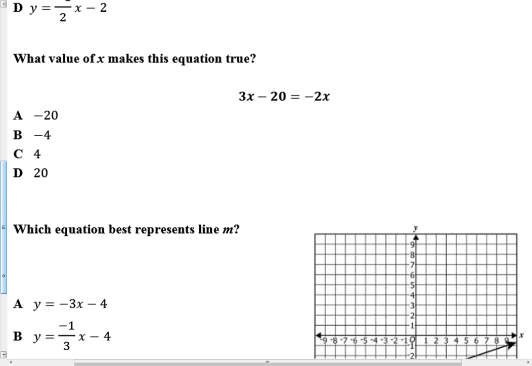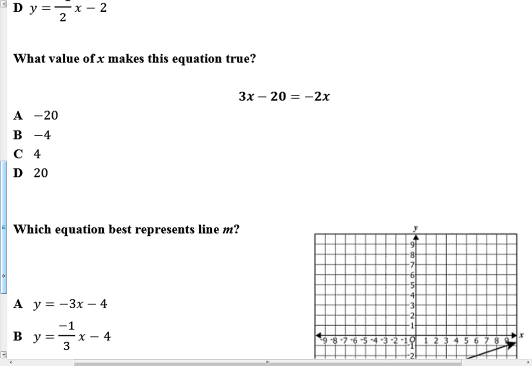The majority of this test is still multiple choice. Can you still work backwards sometimes? Could I put this into here and see if it works? If I didn't know how to manipulate the equation, I could still take the answers and put them in. That'll take longer. We don't want to do that.